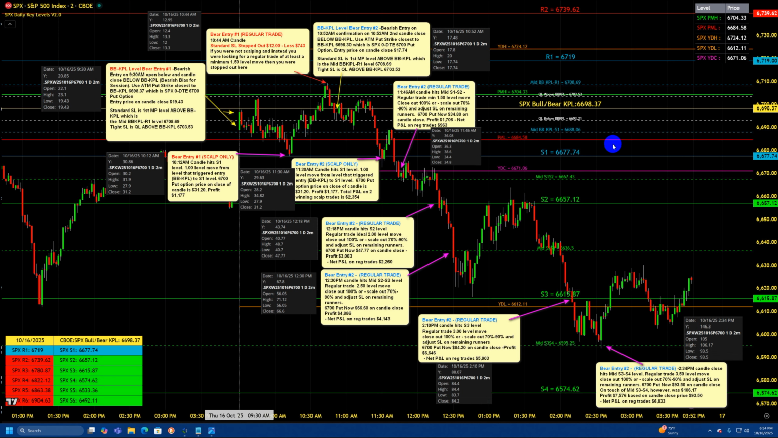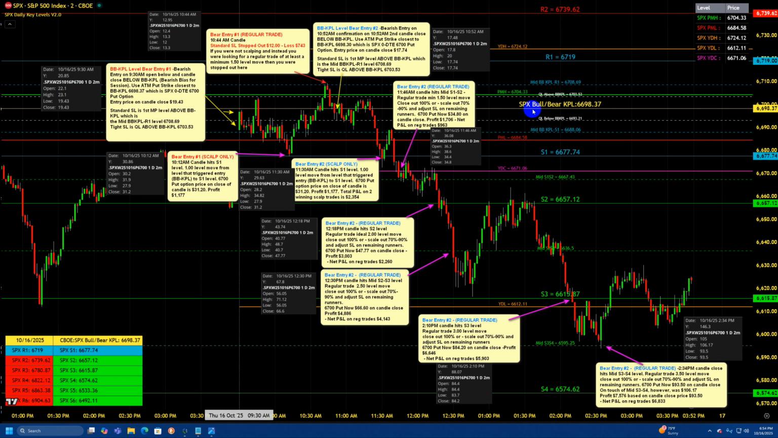Okay, so you have the main R levels above and the main S levels below. You also have these midpoint levels and these QL levels. So what are the midpoint levels? The midpoint levels serve several different purposes.